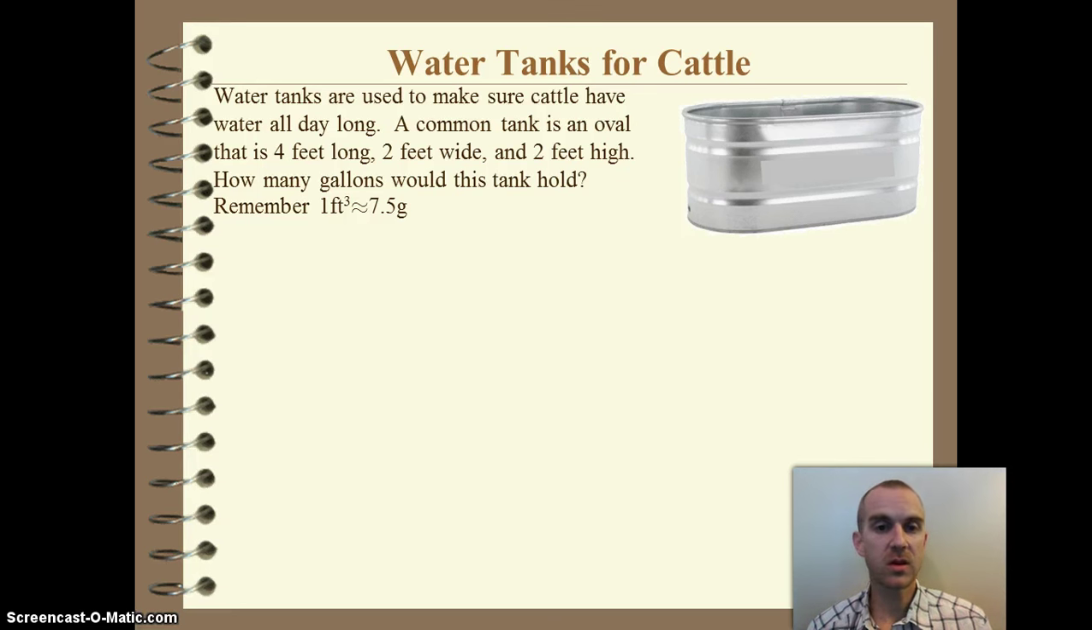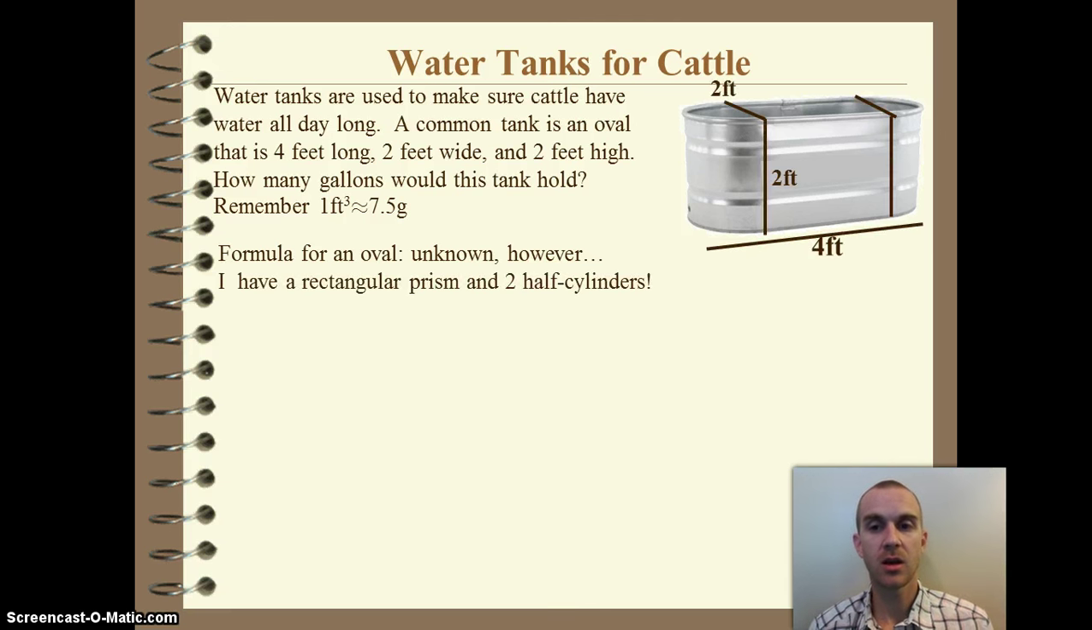So first thing we need to do is figure out, well, how can we find the volume of the shape in cubic feet? We don't know the volume for a shape that has an oval. However, what we could do is split this into shapes we know. And if I think about what I have here, if I draw in these lines here, I would have a half cylinder, and a prism in the middle.